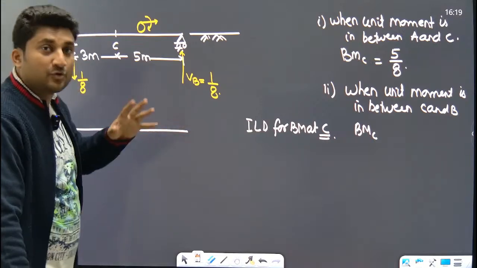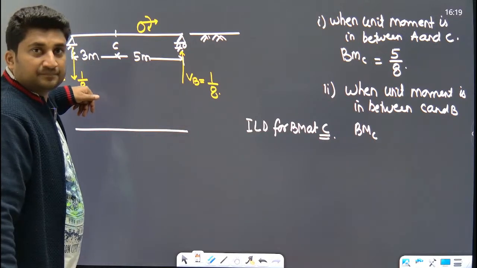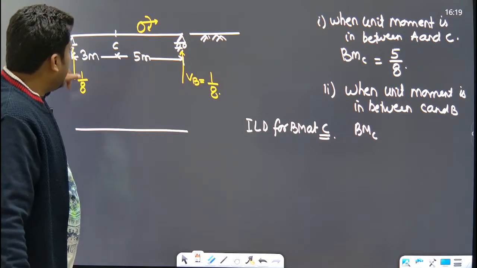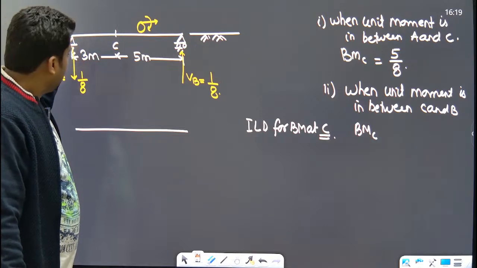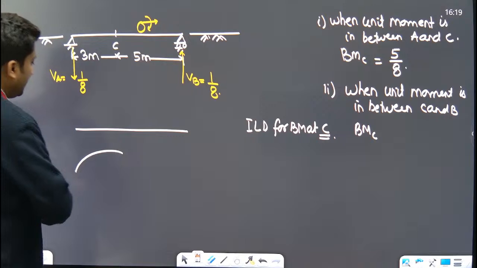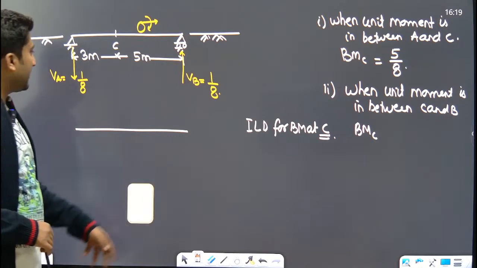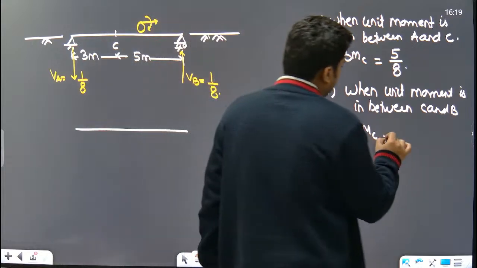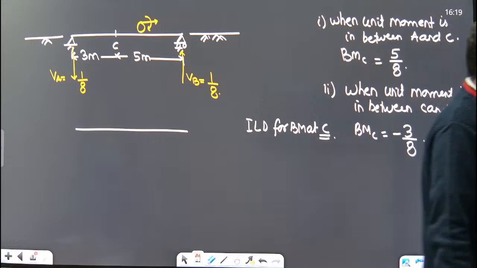So there is only one force, and this force is only 1 upon 8. So what is the bending moment at C because of this force? Minus 3 upon 8, hogging bending moment. Because of this, you can see the beam is hogging. So the bending moment at C is minus 3 upon 8. Understood, everyone? Yes or no?